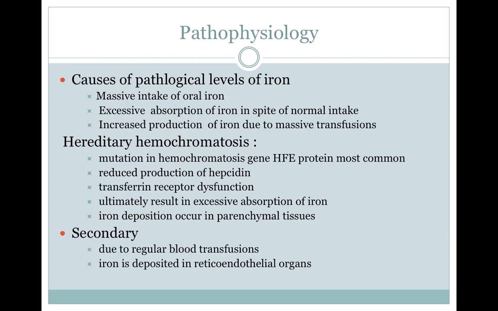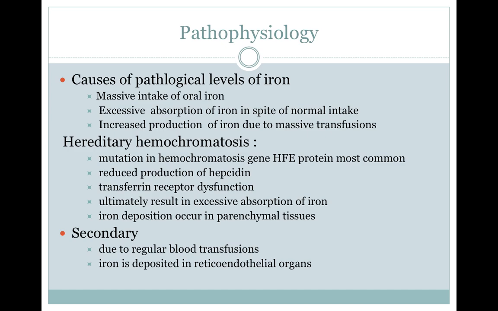Coming to the pathophysiology. There are three important causes of pathological levels of iron. One, massive intake of oral iron, excessive absorption of iron in spite of normal intake, and increased production of iron due to massive transfusions. These are the three important causes of excess of iron in the body.